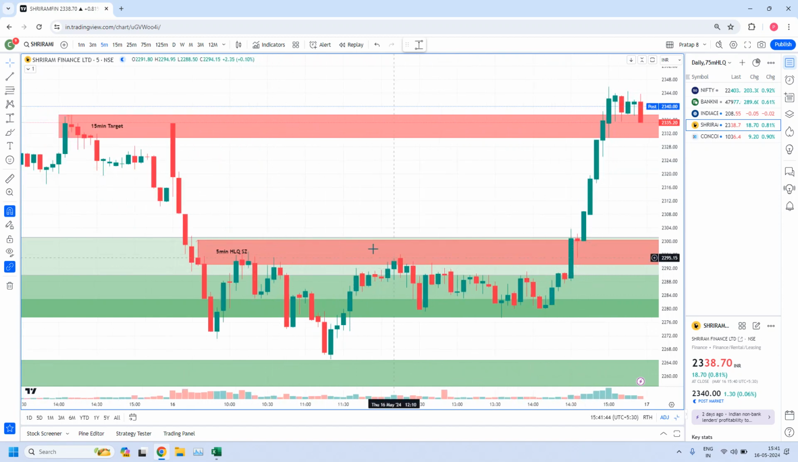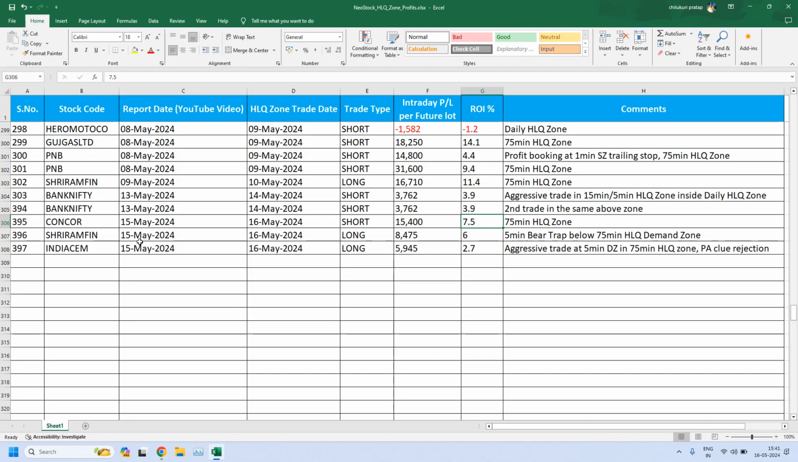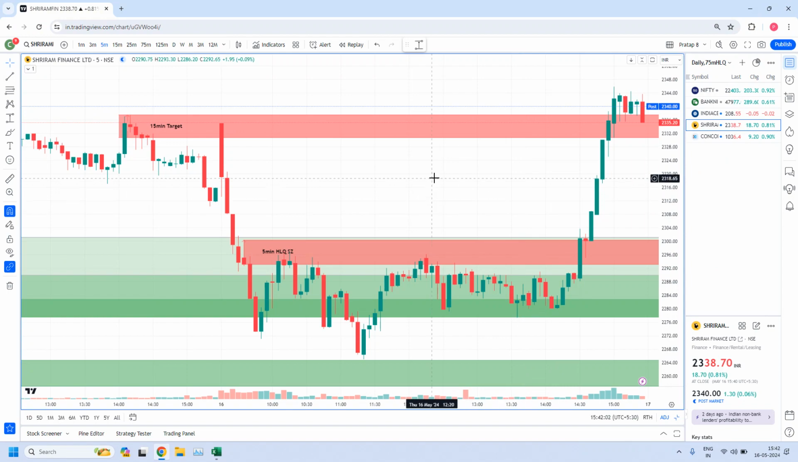But this is the more practical scenario: exiting at a 5 minutes high liquidity supply zone. And that way, Sriram Finance has given 8,475 rupees profit, which is 6% ROI as per one futures margin cost. So this is an excellent bear trap trade today.